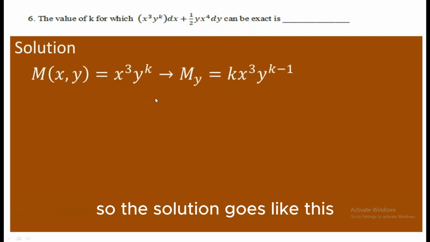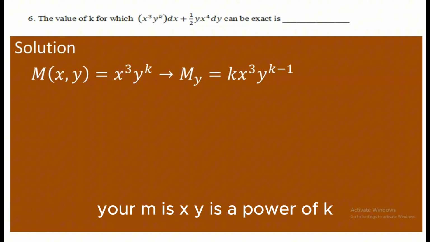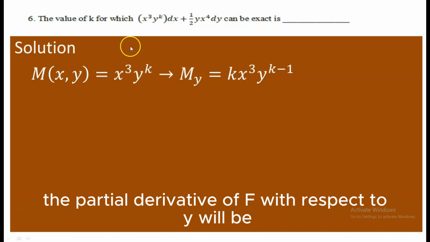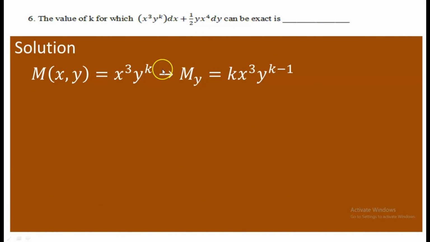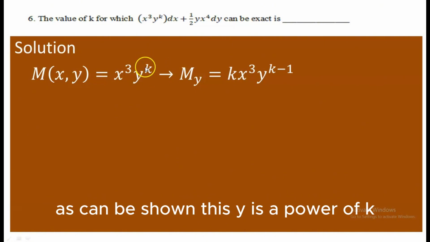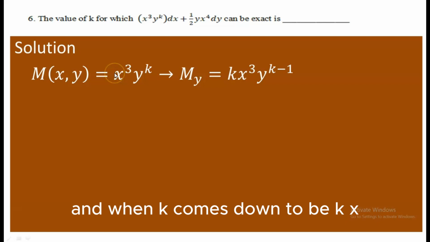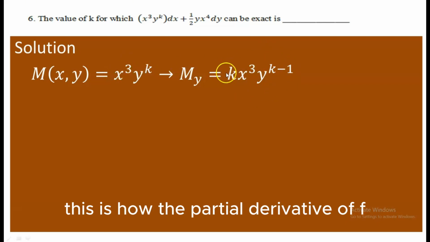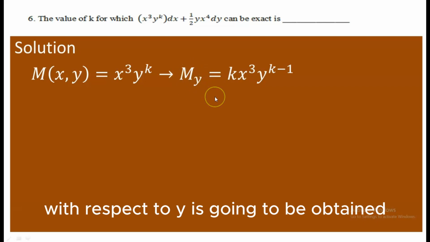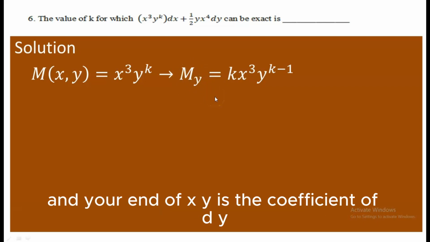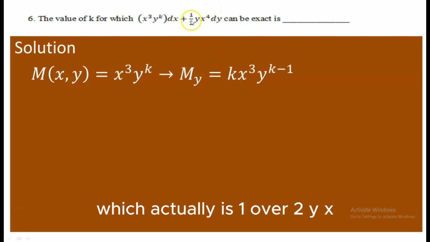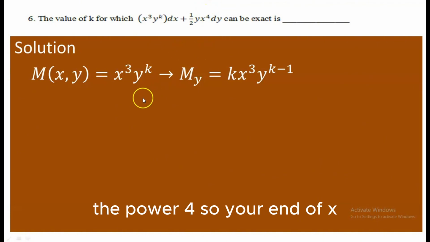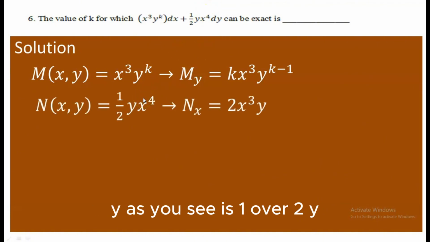So the solution goes like this: your m is x cubed y to the power of k, and from this the partial derivative of m with respect to y will be, as can be shown, this y to the power of k. When k comes down, it will be k x cubed y to the power of k minus 1. This is how the partial derivative of m with respect to y is going to be obtained. And your n of xy is the coefficient of dy, which actually is 1 over 2 y x to the power of 4.